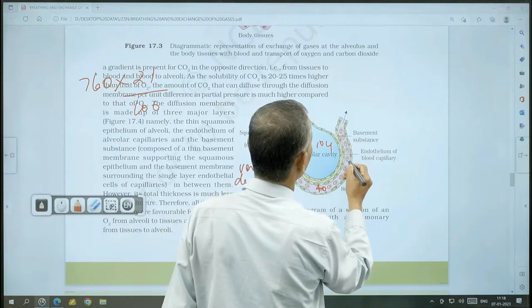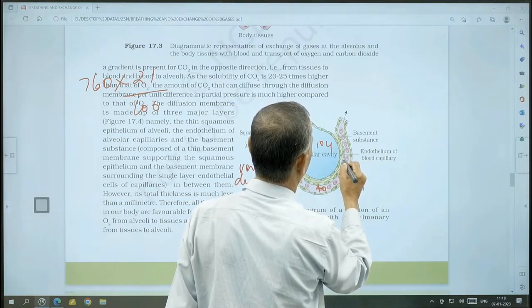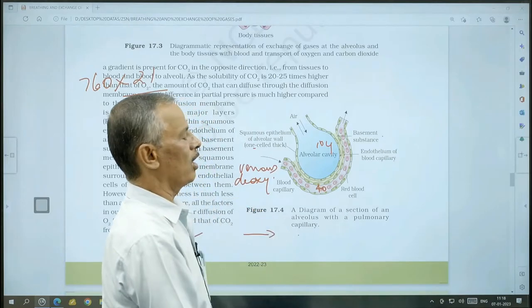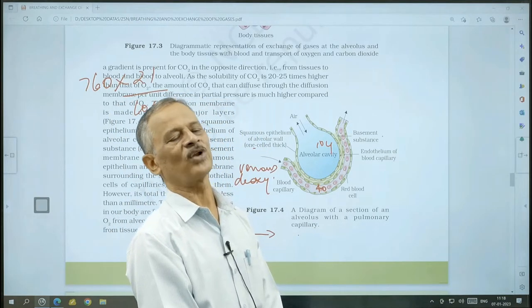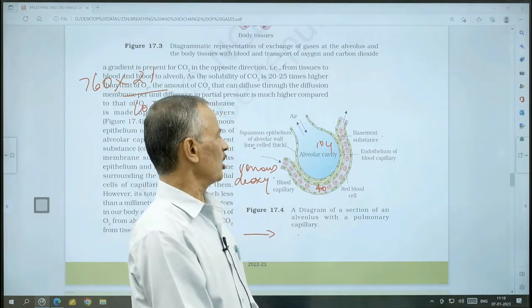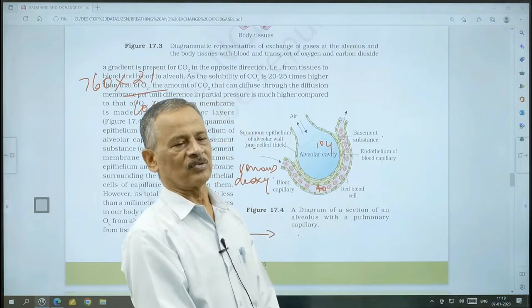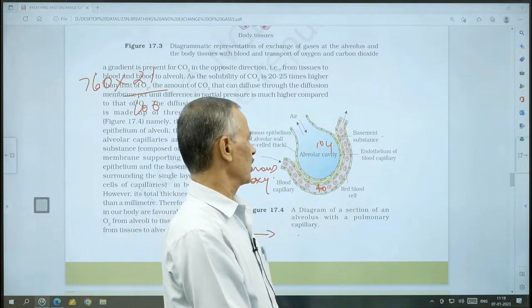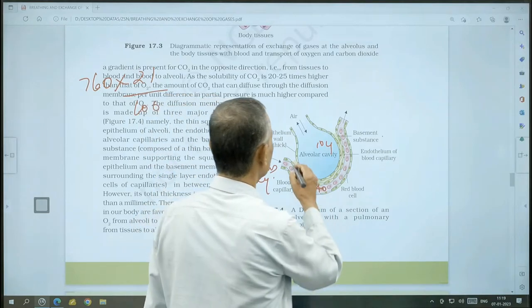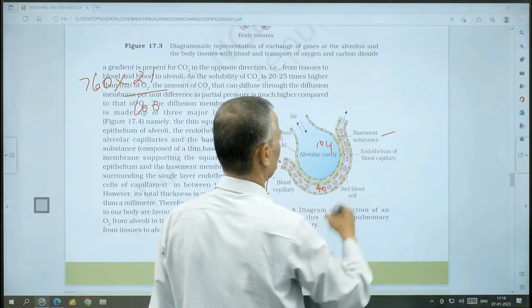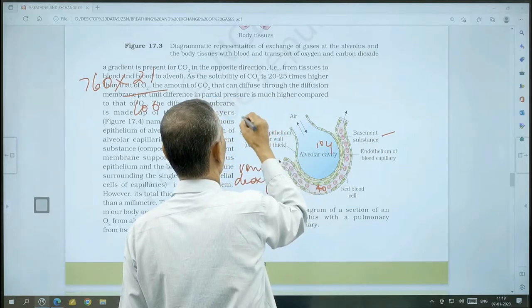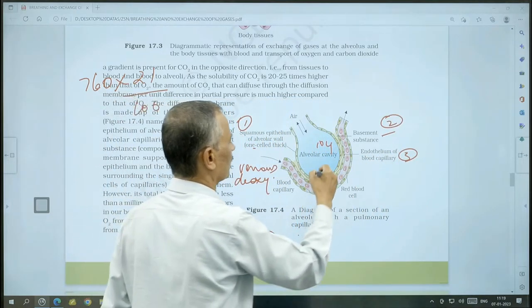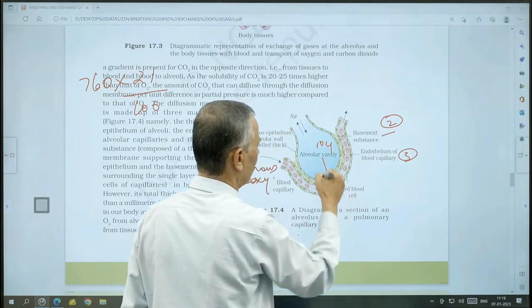One, it is the endothelium of the blood capillary. Then you have a squamous epithelium of the alveolar wall. Both of them are thin and flat, which allows exchange of material through them. That way, they are present in such specific areas where exchange is occurring. And these two are connected together by the basement substance. So, squamous epithelium of the alveolar wall, then basement membrane, then endothelium. These are the three layers that oxygen has to cross to come from the alveoli to the blood.